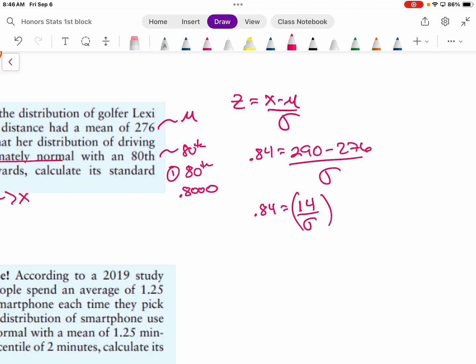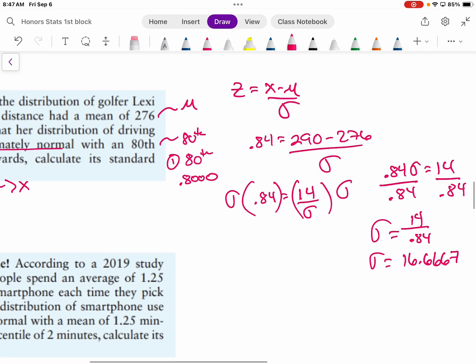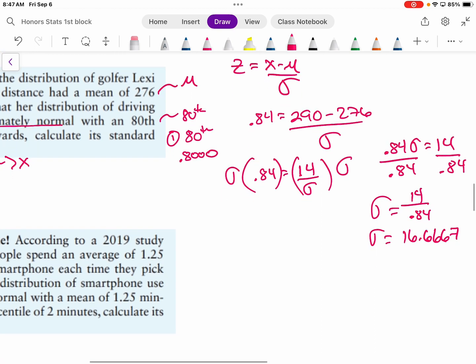And then now I'm going to multiply both sides by standard deviation. And that gives me that 0.84 times the standard deviation is equal to 14. And then I divide both sides by 0.84. So now I get to hit the calculator and do 14 divided by 0.84 to figure out what is the standard deviation. And I get a standard deviation of 16.66 repeating. So I'm just going to take it out to 4 decimals and say there's my standard deviation, 16.6667.